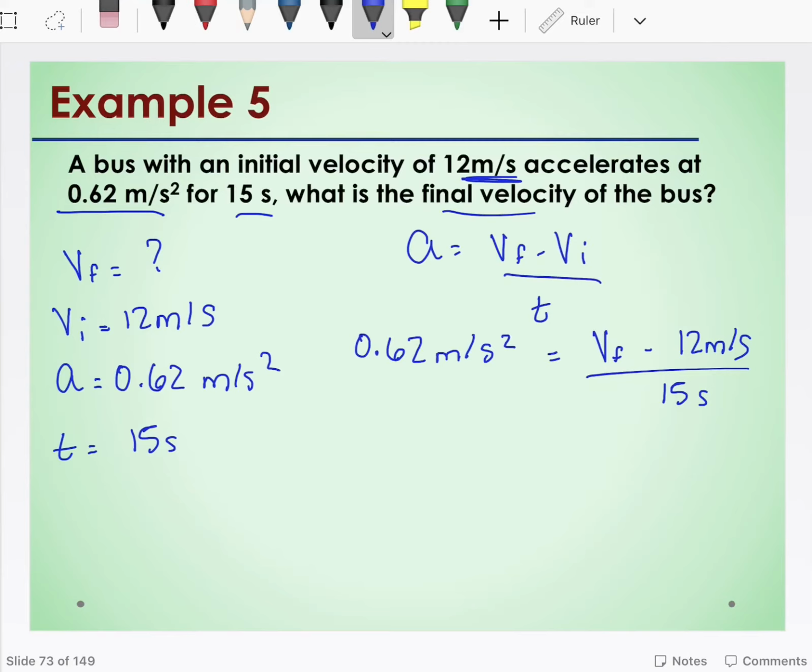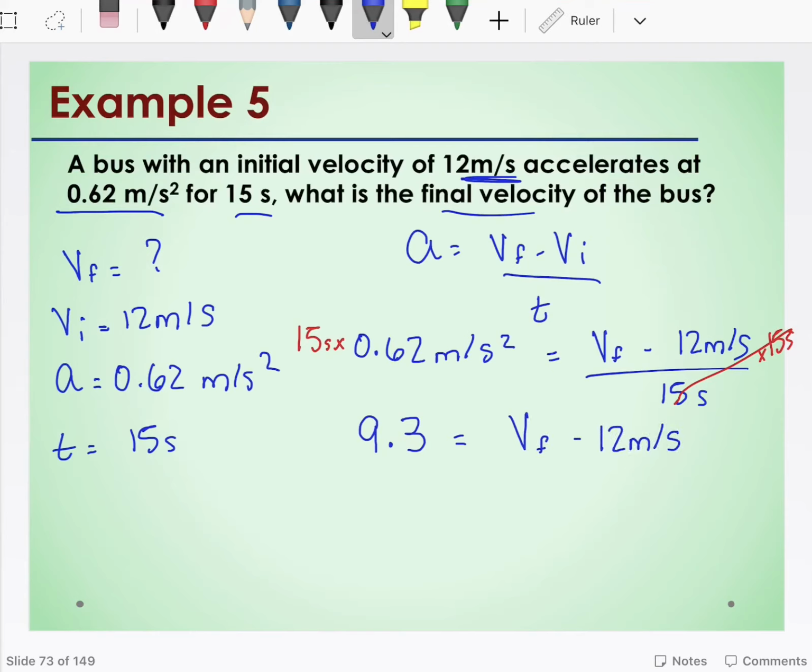All right. Okay, step one, you always have to deal with that time first, all right? We can't just leave it down there, get it out of the way. So the opposite operation is multiplication, multiply by 15 seconds to both sides. Okay, I'm going to do that math on the left. So 15 times 0.62 is 9.3. So 9.3 equals VF minus 12 meters per second.